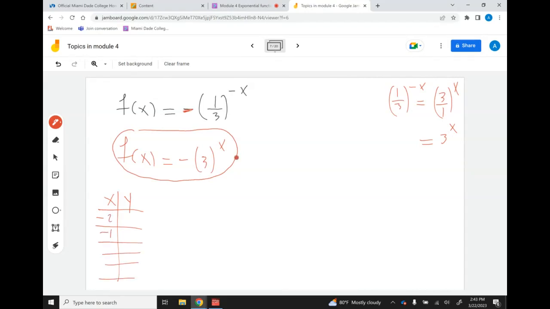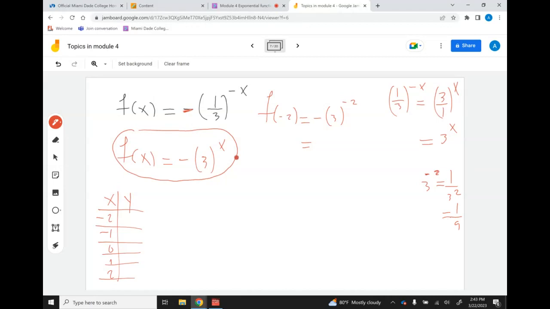Let's do -2, -1, 0, 1, 2. All right, let's do here. Let's do someone in here. F of -2. What is that equal to? Well, here we go. Let's do this on the side. 3 to the -2. What is that equal to? That is equal to 1/3 squared, which is 1/9.